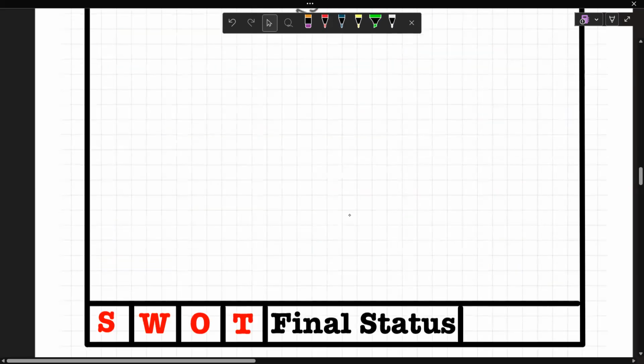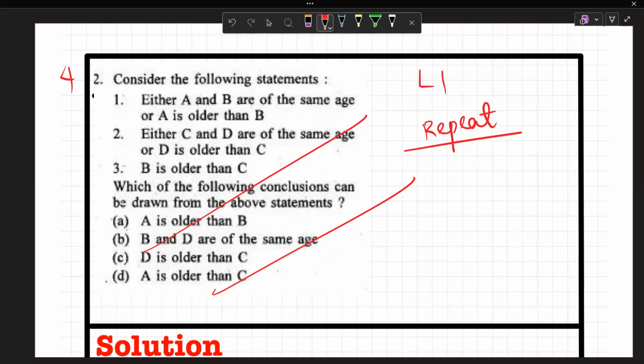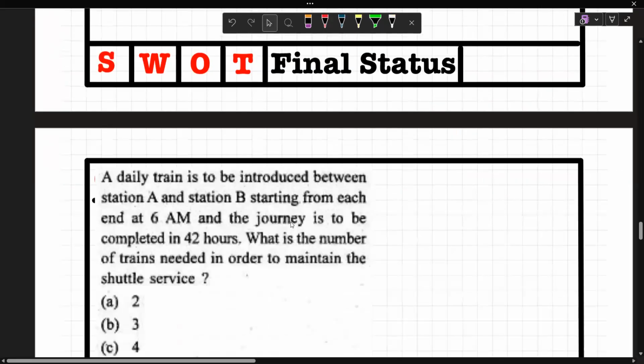Clear? Now, coming to question number 4, a similar pattern question we have done. This is a repeat. I hope you can recall. This was done in lecture number 1, where the conclusion was A is older than B. Same question, it is a repeat question. We have already done this in lecture number 1. Clear? Now, let us go to the next question.